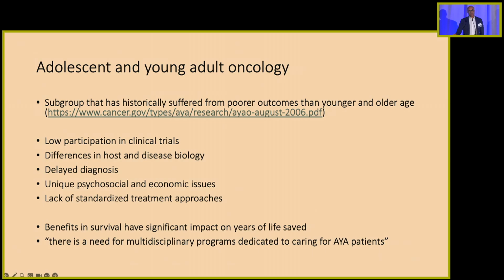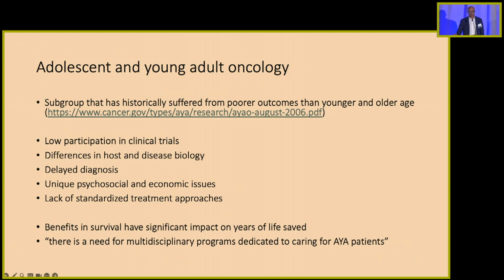So AYA oncology is something that's been demarcated as a critical place for focus. It's a subgroup that's historically suffered from poorer outcomes than younger and older patients, and it's not clear why. There's been a lot of thought of what could be the cause of that. Some of it might be that these are patients who have low participation in clinical trials, and so what we learn about how to treat these diseases isn't as applicable to this group. There may be differences in host and disease biology.